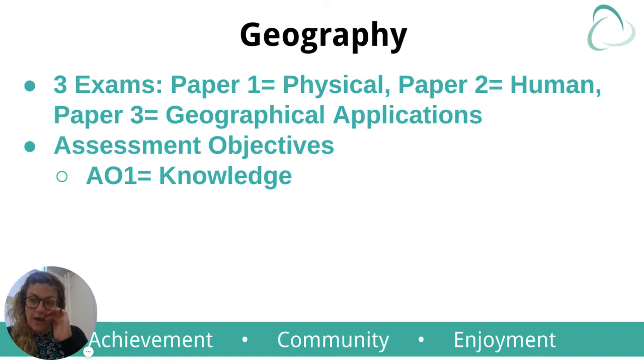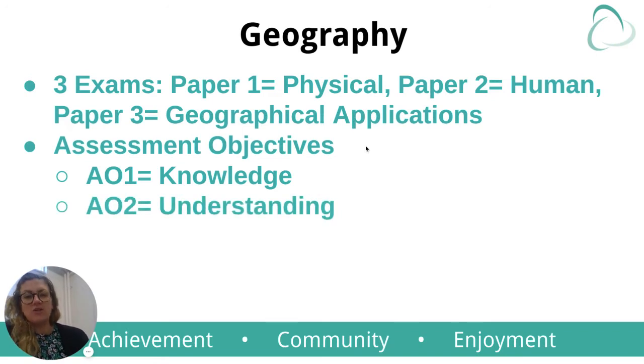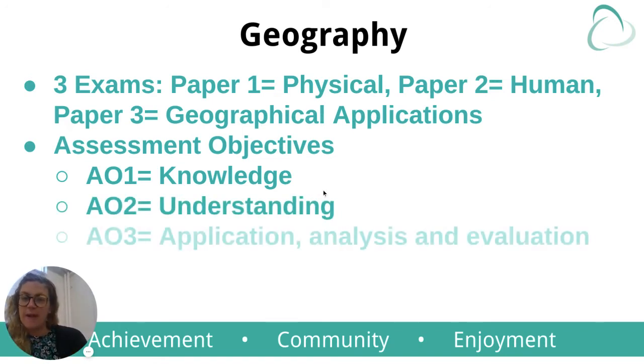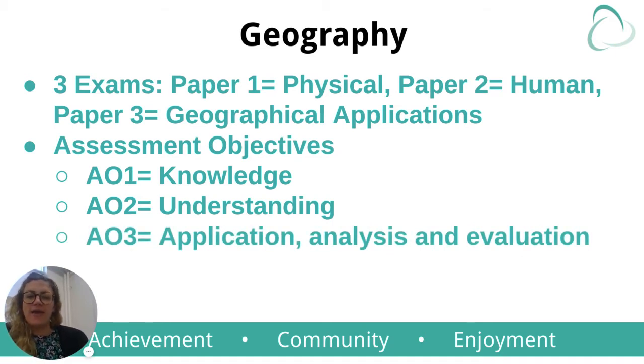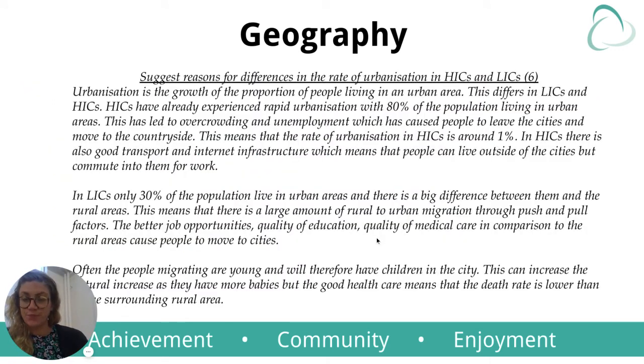So AO1 is your knowledge, is your point about what you want to make. AO2 is then your understanding. So how do you know that? This is when you start to bring in your evidence. And then your AO3 is the application, analysis and evaluation. So this is when you maybe start discussing the scale of the impact of things. You start making links between different parts as well.